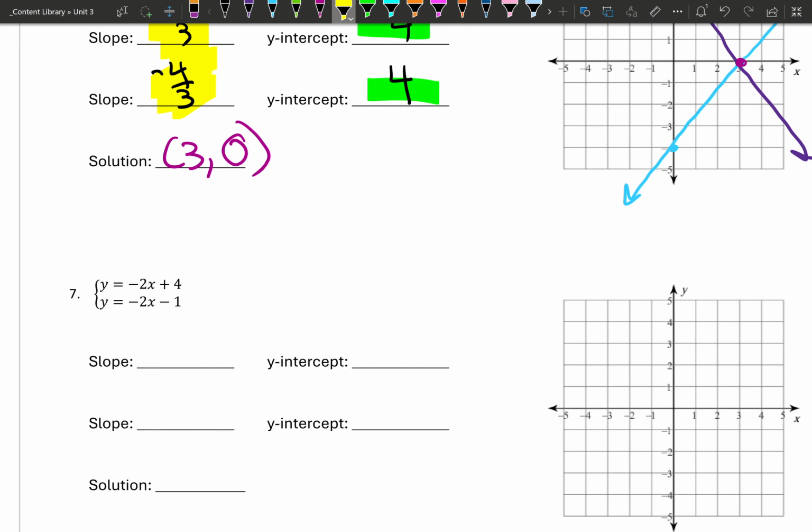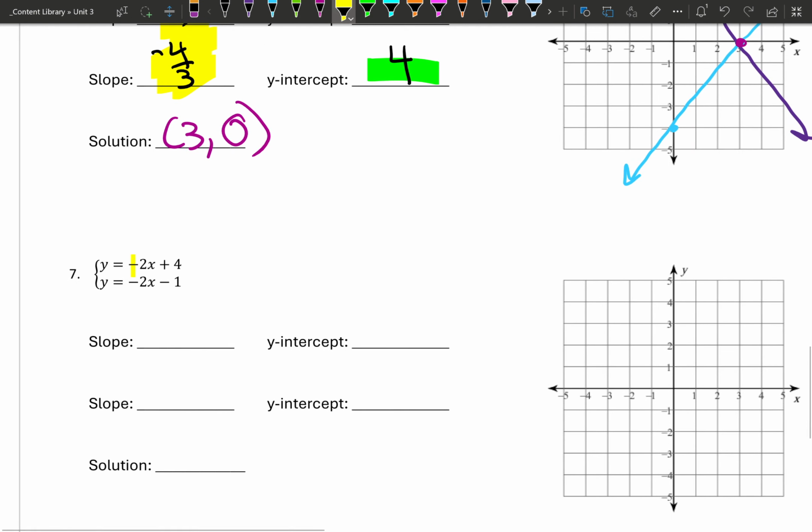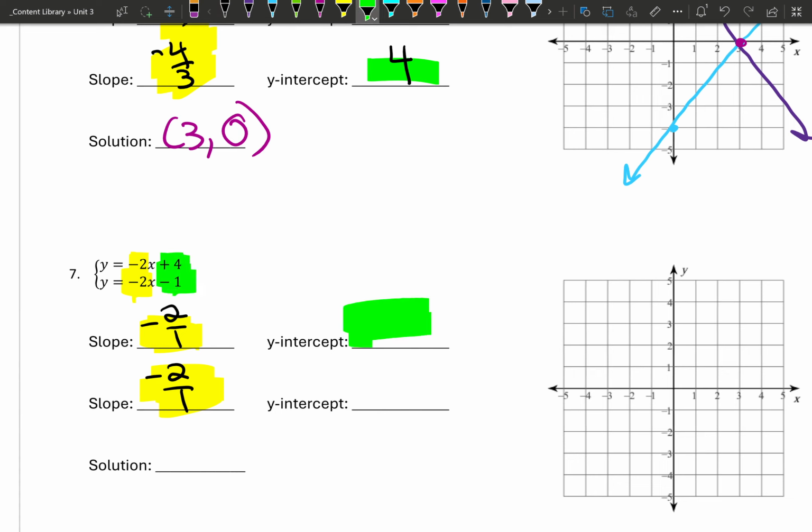Last one. For these, both of these slopes are negative 2. That's nice and simple. Don't forget that negative 2 is actually negative 2 over 1. Any whole number is over 1. And then for our y-intercepts, we've got 4 and -1.